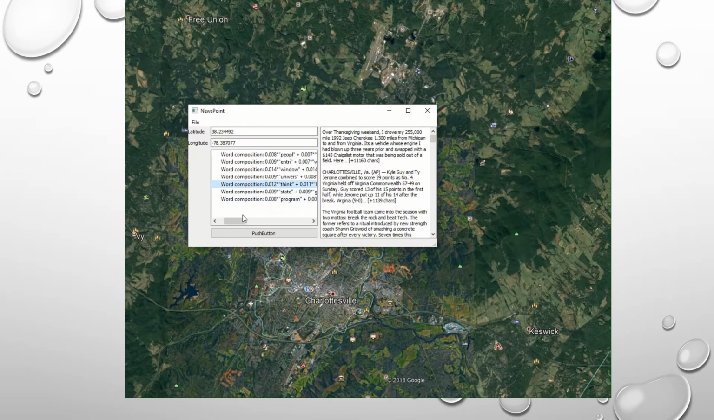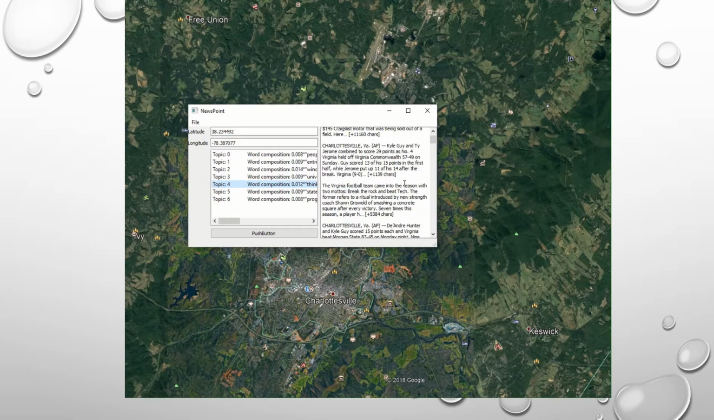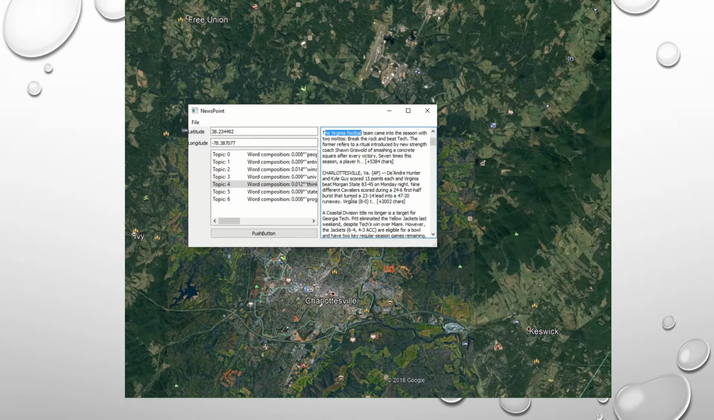To pick another topic, let's see, topic number 4 has words like game, year, time, team, and play. So yeah, this is probably all sports related. And if we read on the right hand side, all the news articles here are related to some sort of sports near Charlottesville, Virginia. So this one has to do with a guy named Kyle Guy, and this one is a Virginia football team, and so on and so forth. That's the whole point of Newspoint, it grabs news that are relevant to you based on proximity and by interest.